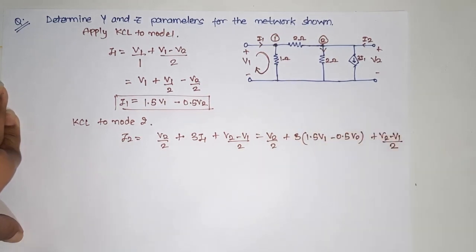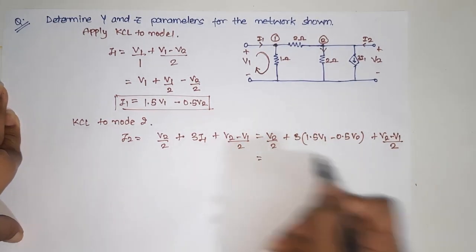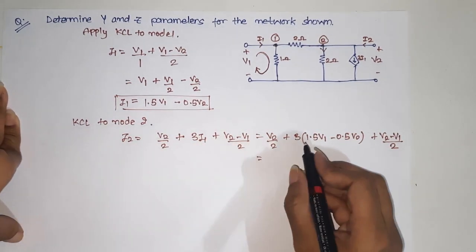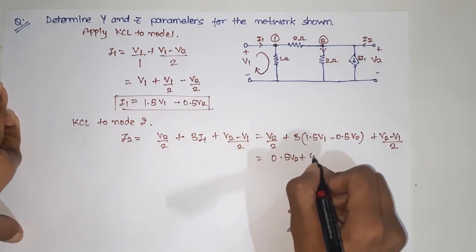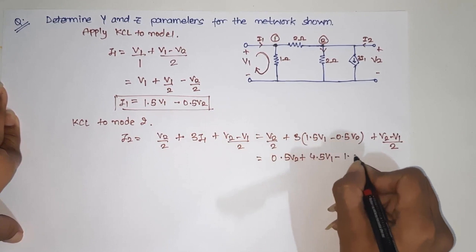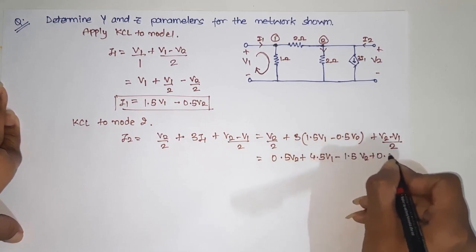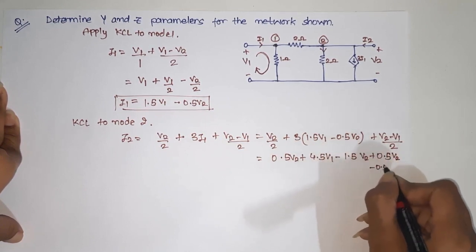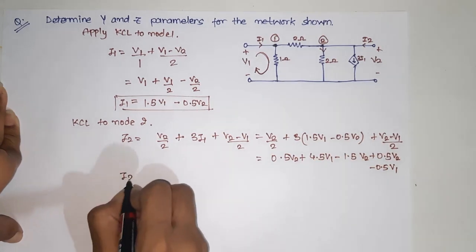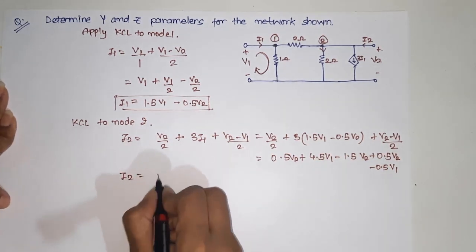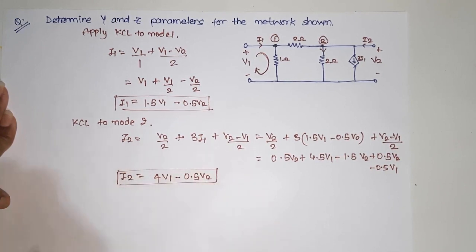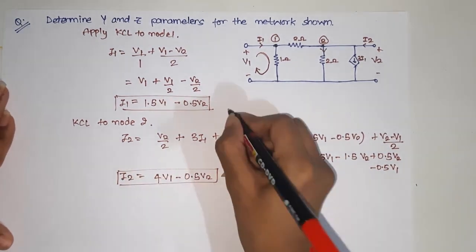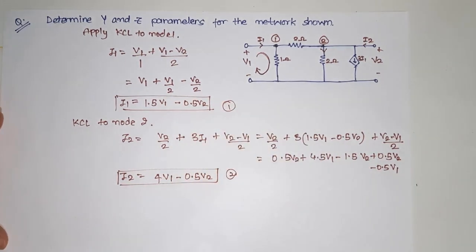plus V2 minus V1 by 2. Right? Now why did we do so? Because everything is in terms of voltages. So this you will get as 0.5 V2 plus 4.5 V1 minus 1.5 V2 plus 0.5 V2 minus 0.5 V1. So on simplification, you will get the value of I2 as 4 V1 minus 0.5 V2. So this is our second equation. So let's name this as first and this is our second equation.